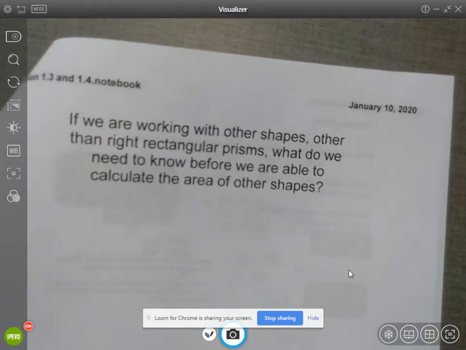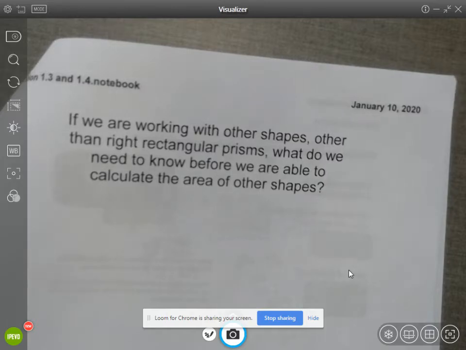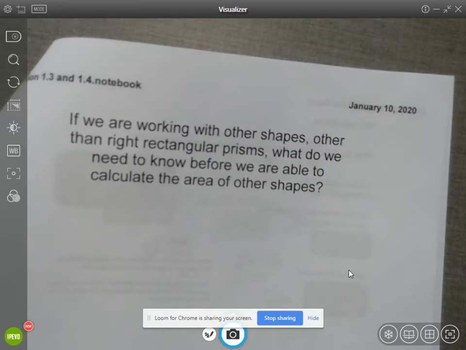So if we are working with other shapes other than right rectangular prisms, what do we need to know before we are able to calculate the area of the other shapes? So again, you need to know the formulas for all of your different objects. You need to make sure you're using a base and a height when necessary. And don't forget to include your units of measurement.